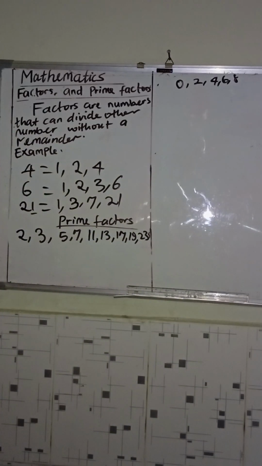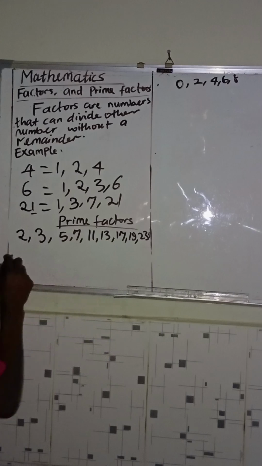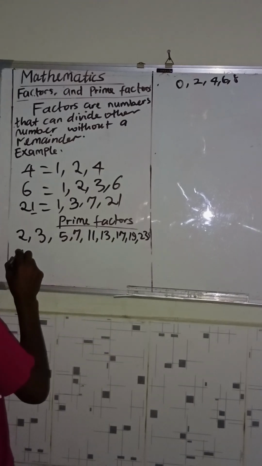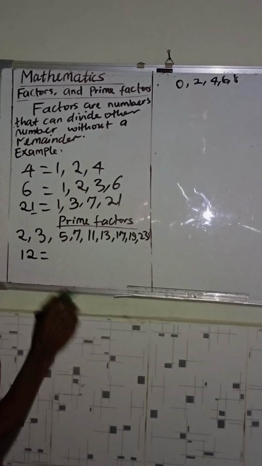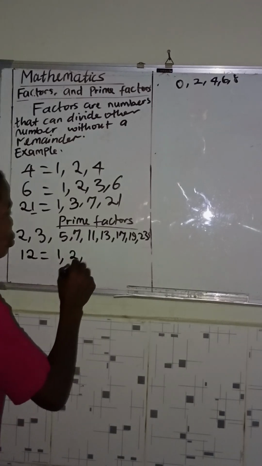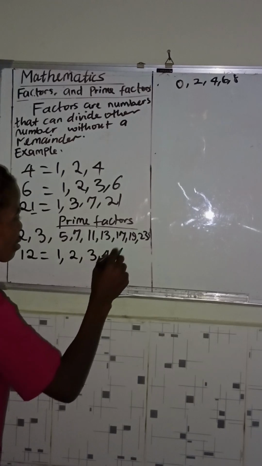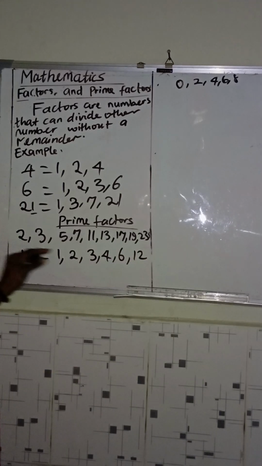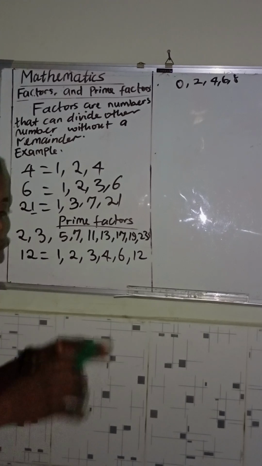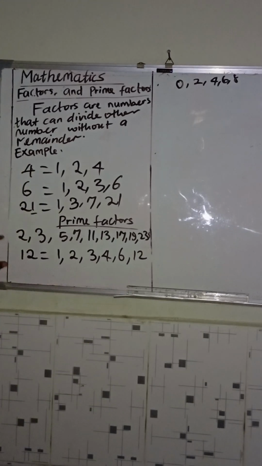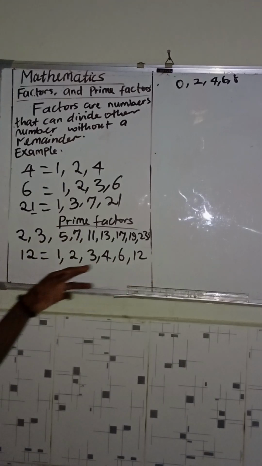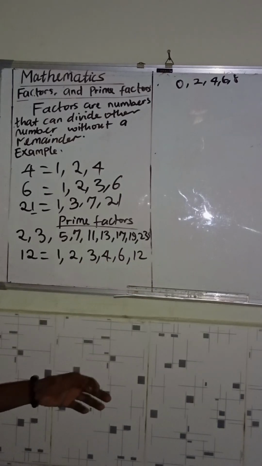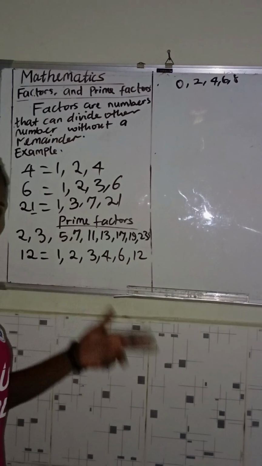So for instance, let's say 12. On a normal day, I'm trying to do my factors of 12. I go with 1, I go with 2, I go with 3, I go with 4, 6, and 12. These are the ordinary factors that can divide 12. But when it comes to prime numbers, these are not all prime numbers. So we can't say these are prime factors of 12. Do you understand that?